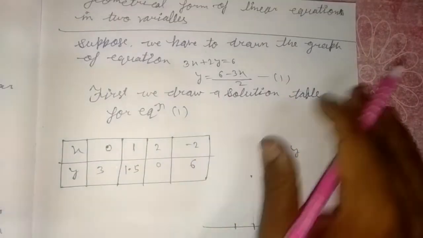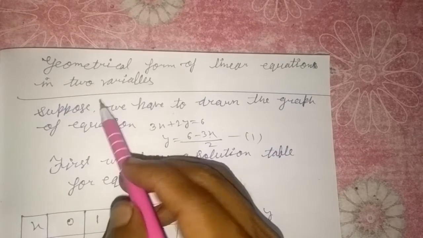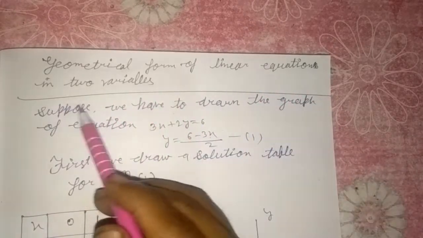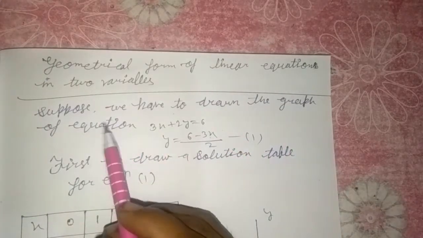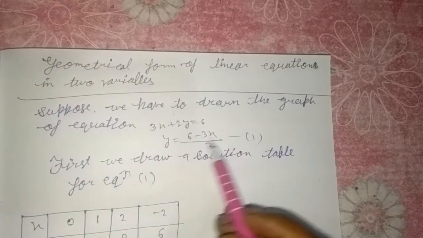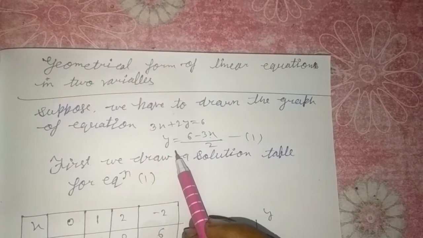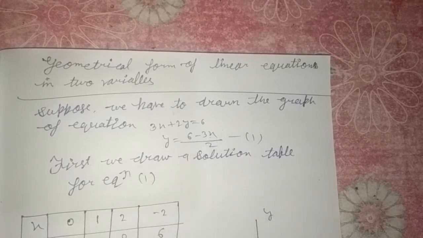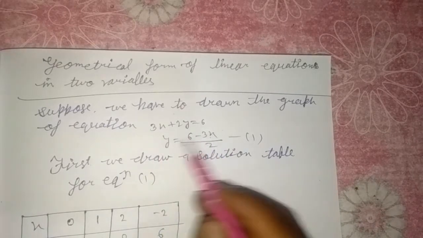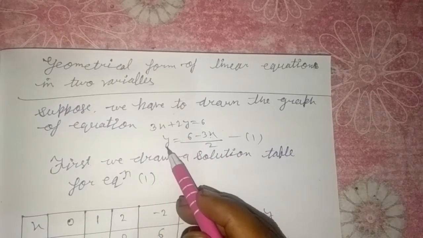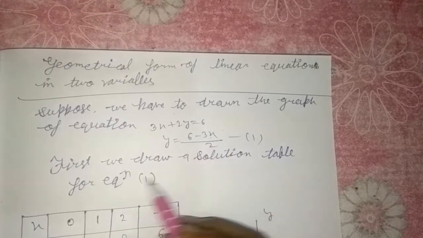Our next heading is the geometrical form of linear equations in two variables. To explain this, suppose we have to draw the graph of the equation 3x plus 2y equals 6. First we draw the graph for only one linear equation in two variables. So we write this in terms of x: y equals (6 minus 3x) upon 2.